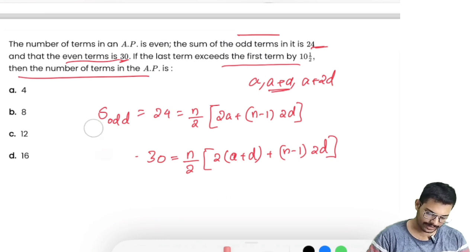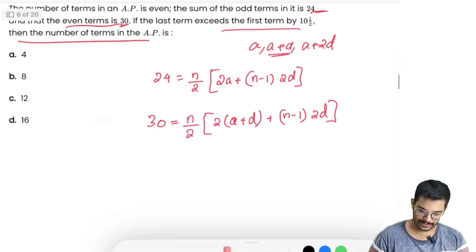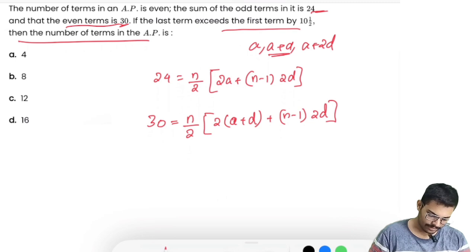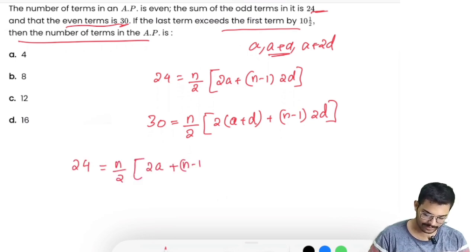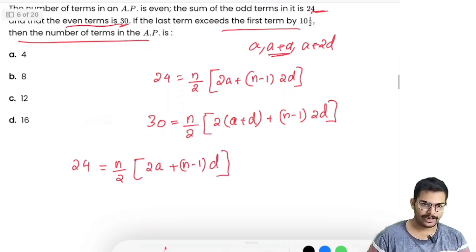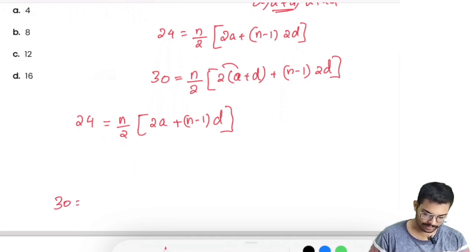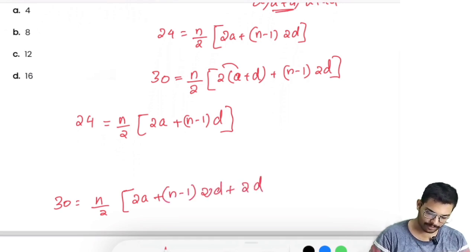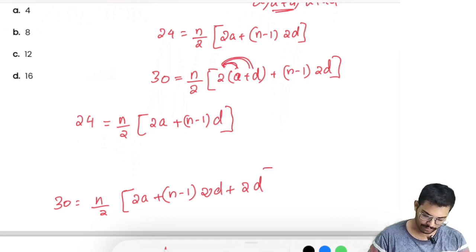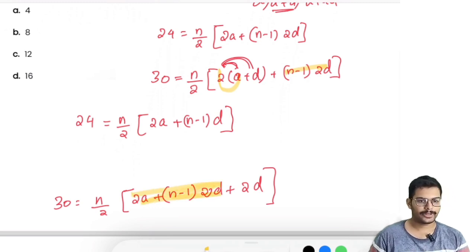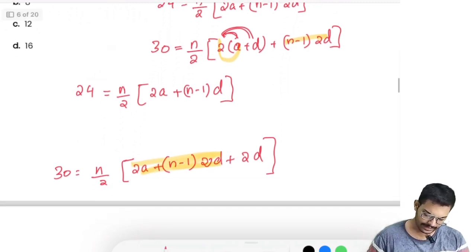Now we can simplify this expression and we will get one equation. When you simplify, 24 equals n by 2 into 2a plus n minus 1 into 2d. The first equation I am writing as it is. In the second equation, I am splitting this value: 30 equals n by 2 into 2a plus n minus 1 into 2d plus 2 times d. I have opened this value and grouped the terms.